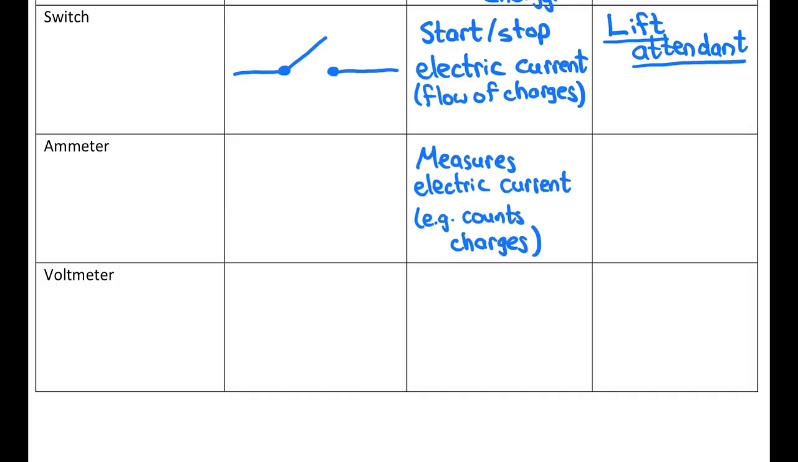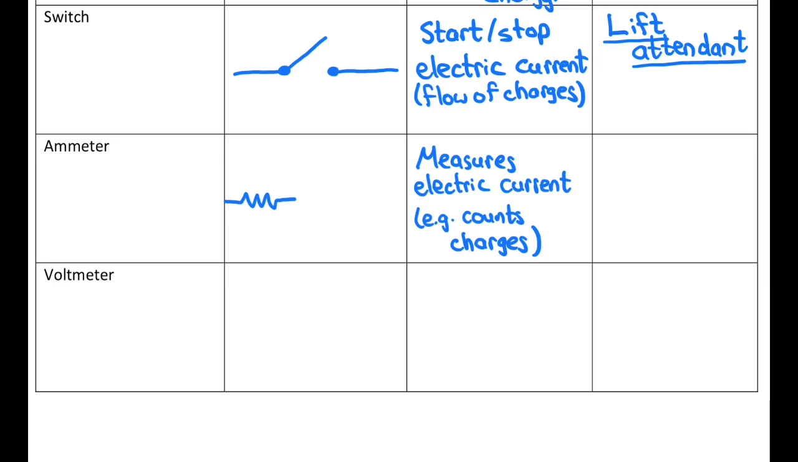And the way we'll draw it in our circuit is like this. So let's say we had some device in a circuit, a little resistor, we'll draw it as here. And I wanted to measure the electric current through that device. I wanted to count how many charges were coming through that device in a given amount of time.